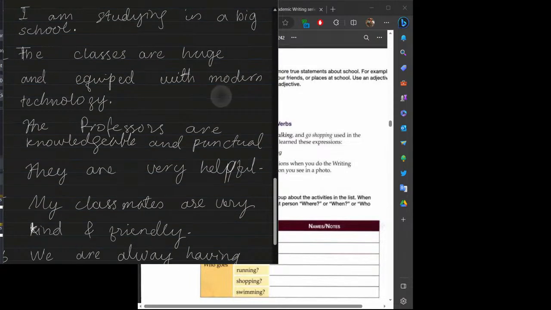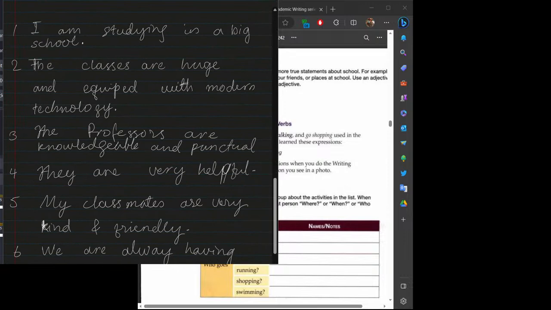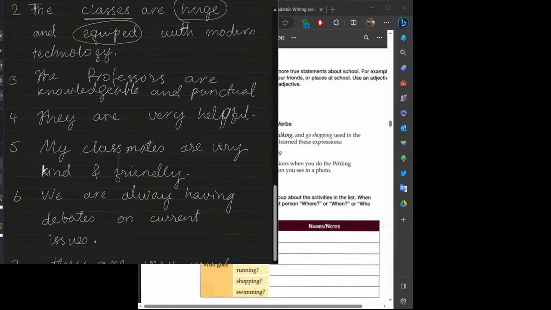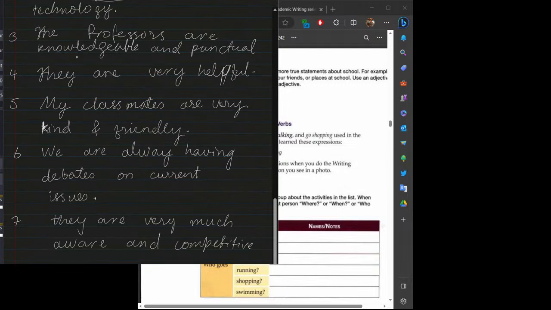So this is the first sentence I made. Because I'm studying in a big school. So the big school, big is the adjective, school is the noun that it is describing. The classes are huge and equipped with modern technology. The classes, huge, this is the noun, and they are equipped with modern technology. The professors are knowledgeable, and punctual. So the adjective describes the professors.